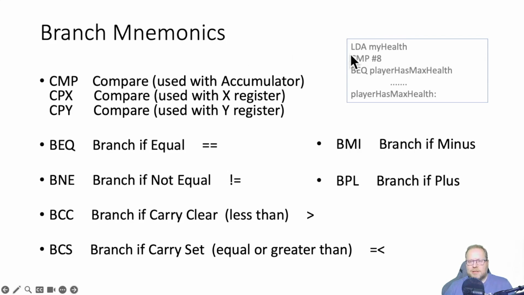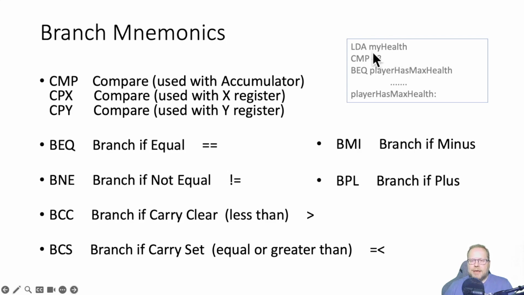But since I'm using LDA, the accumulator, I need to use this one. This one is used with the accumulator. If I were to write LDX or LDY instead, then I would have to use CPX or CPY to compare those values. But I'm using LDA, so I'm using CMP, compare.